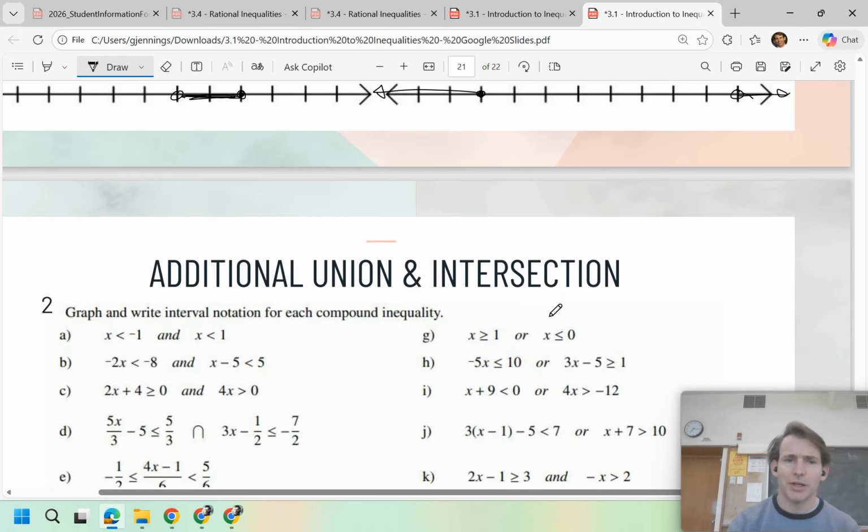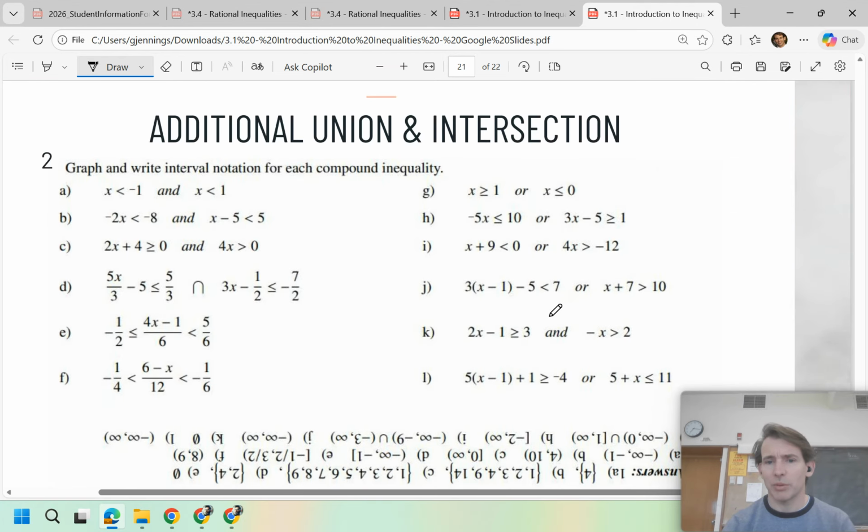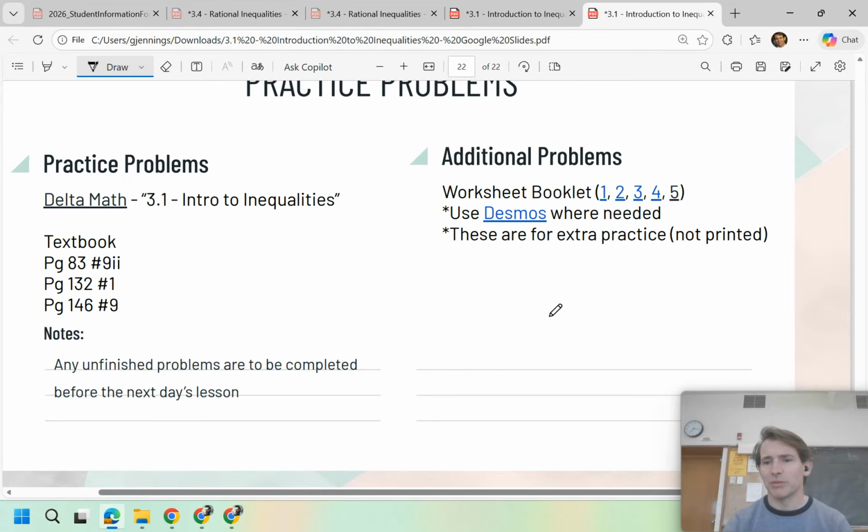Don't worry about it. Okay, so you can practice these to get a little bit more practice. And try these practice problems. Go!